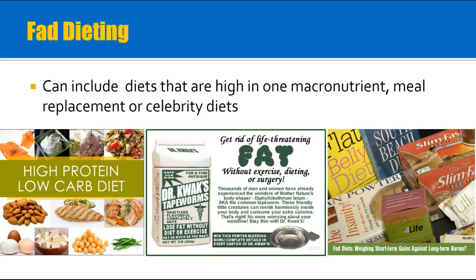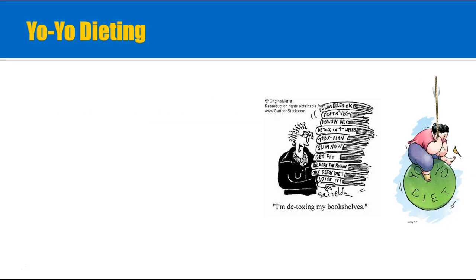So you can include diets that are high in one macronutrient and low in others, or they can be meal replacements or celebrity diets. So for example, a high protein, low carb diet, or Dr. Kwan's tapeworms. I don't recommend you try that one. Or Slim Fast is another option, so all those shakes.